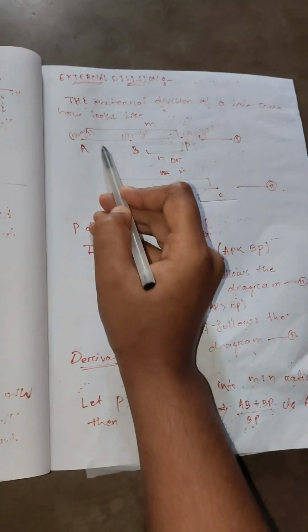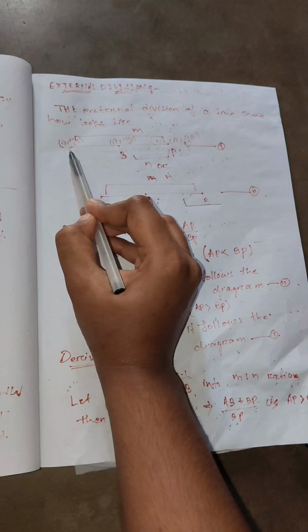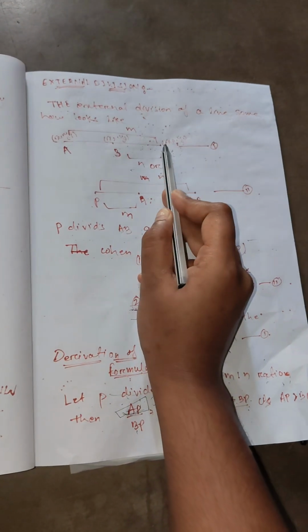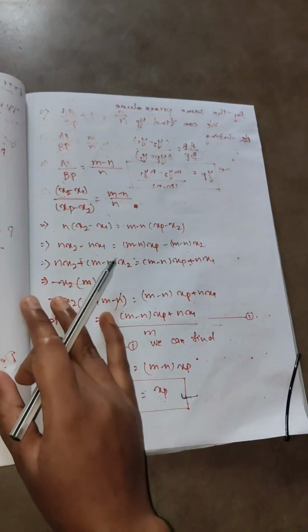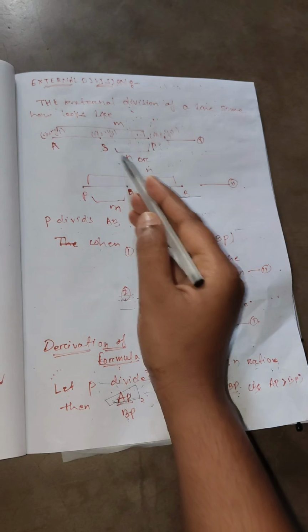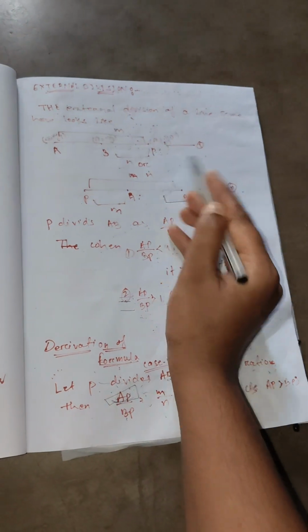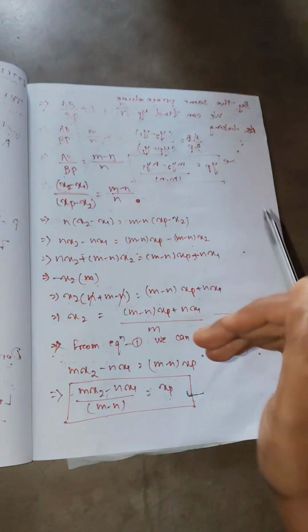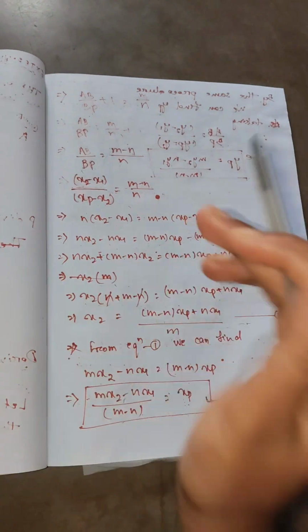AB can be written as x2 minus x1. BP can be written as xp minus x2 for the x point. Here we are deriving the xp point of P. So I have taken all the x coordinates of A and B.